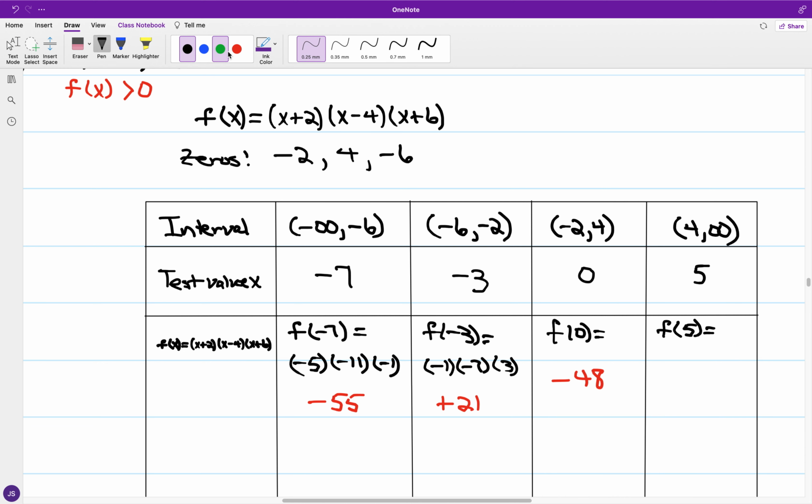And for f of 5, 5 plus 2 is 7, 5 minus 4 is 1, and 5 plus 6 is 11. And so we're going to have 7 times 11, so this will be +77.